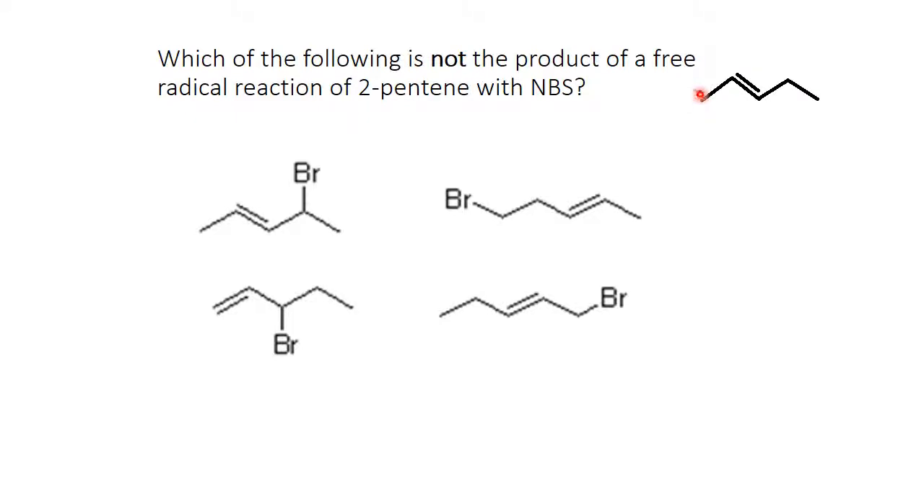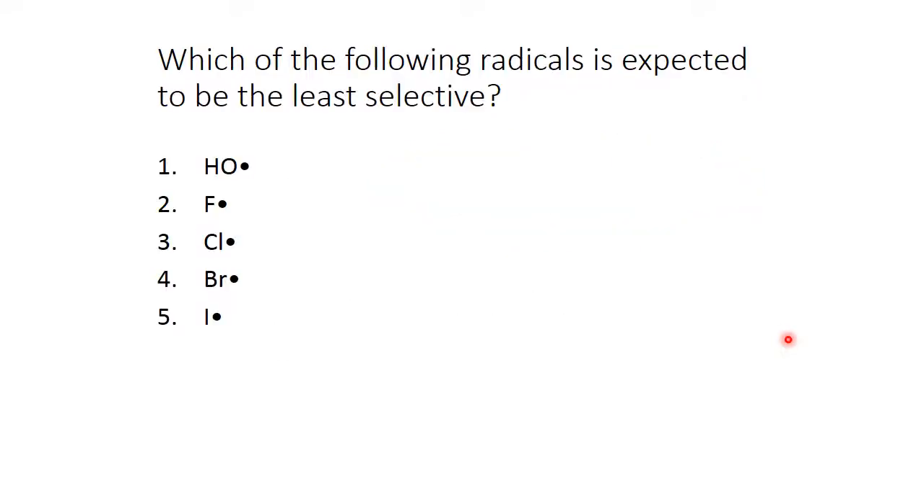2 carbon, or when it flips over in its resonance, you would have the double bond on the 1 carbon with the free radical on the number 3 carbon. And that explains the formation of this bromide. So the product that is not formed from 2-pentene and NBS would be this compound.